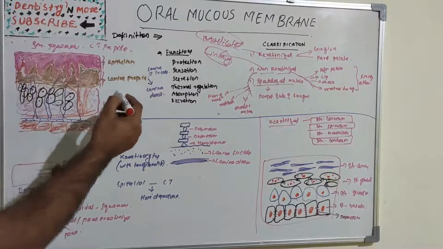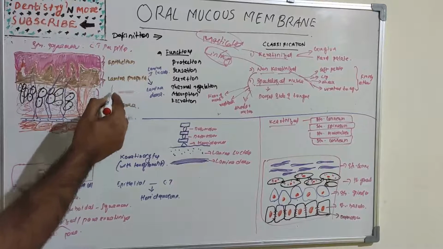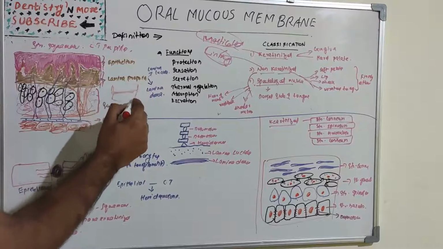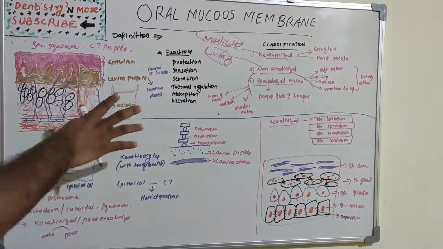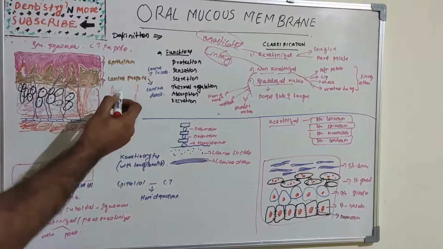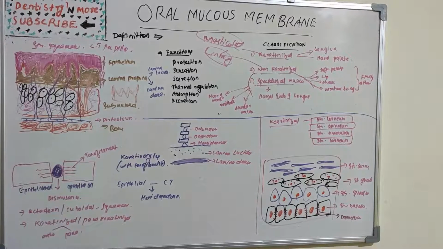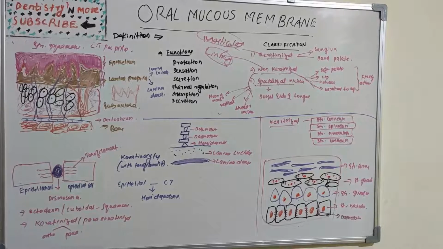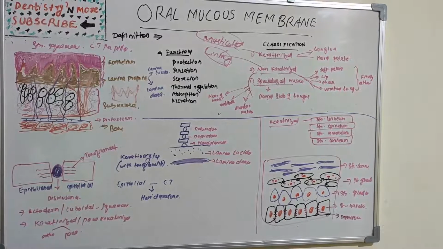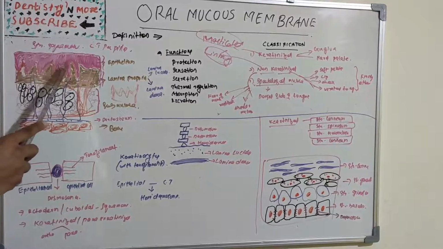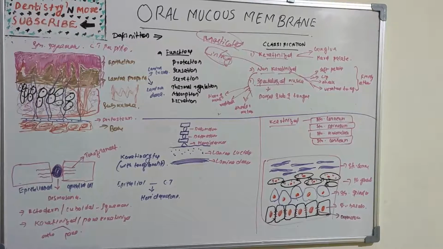If it is very parallel, there will not be any force between them, but if it is like this, there will be a mechanical locking between these two. That is why epithelium and connective tissue are interdigitated, using epithelial ridges and connective tissue papillae. Hope you understood what epithelial ridges and connective tissue papillae are.